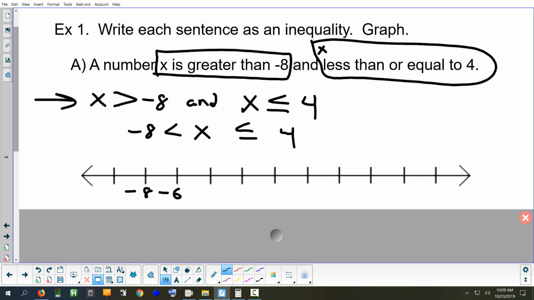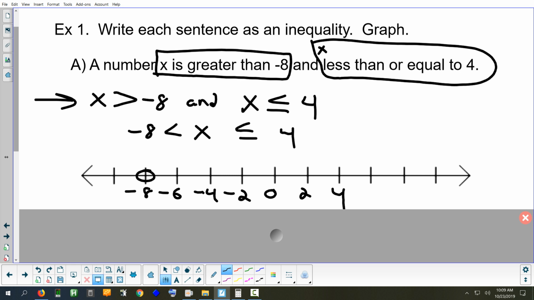I'm going to go by 2s. I don't think I had enough room to go by 1s. Okay. What kind of circle on -8? Open or closed? Open. Wait, so it's optional if you want to do either the first way you did it or the second? Yes. Do either? Yep.